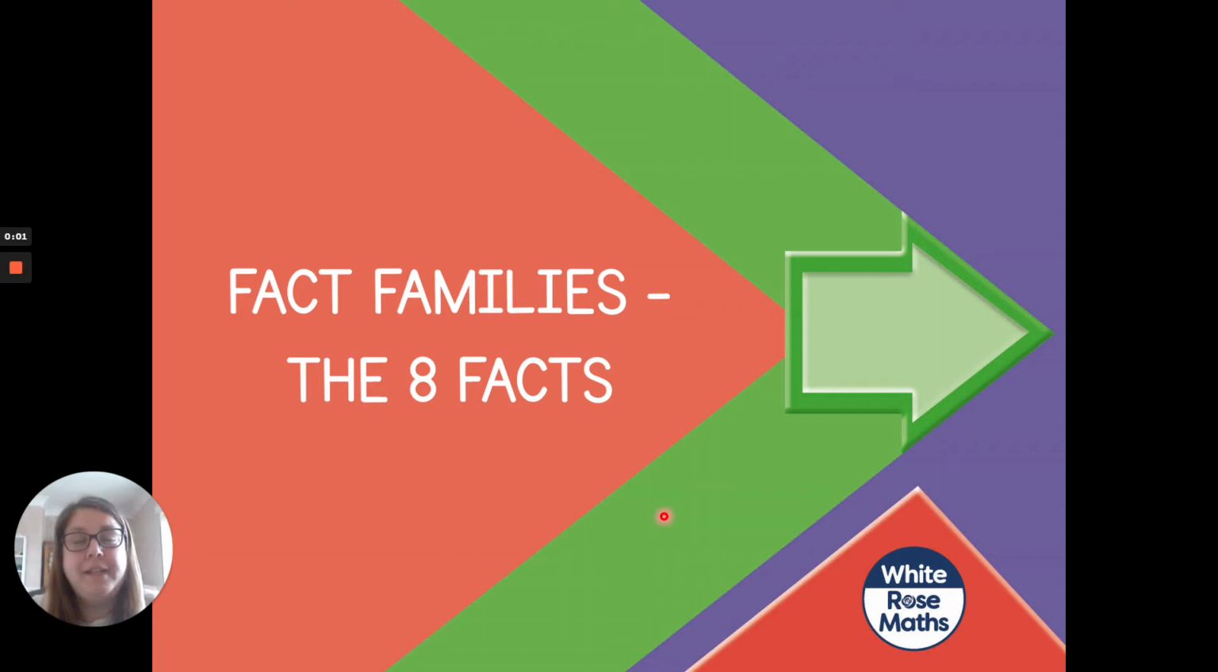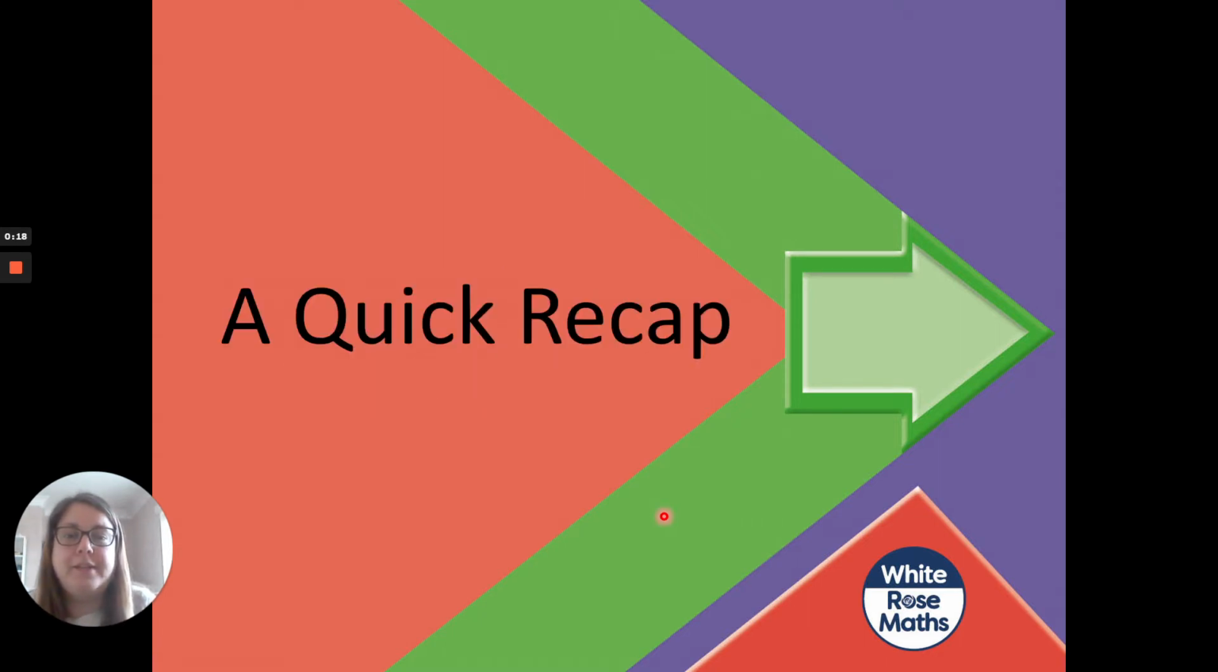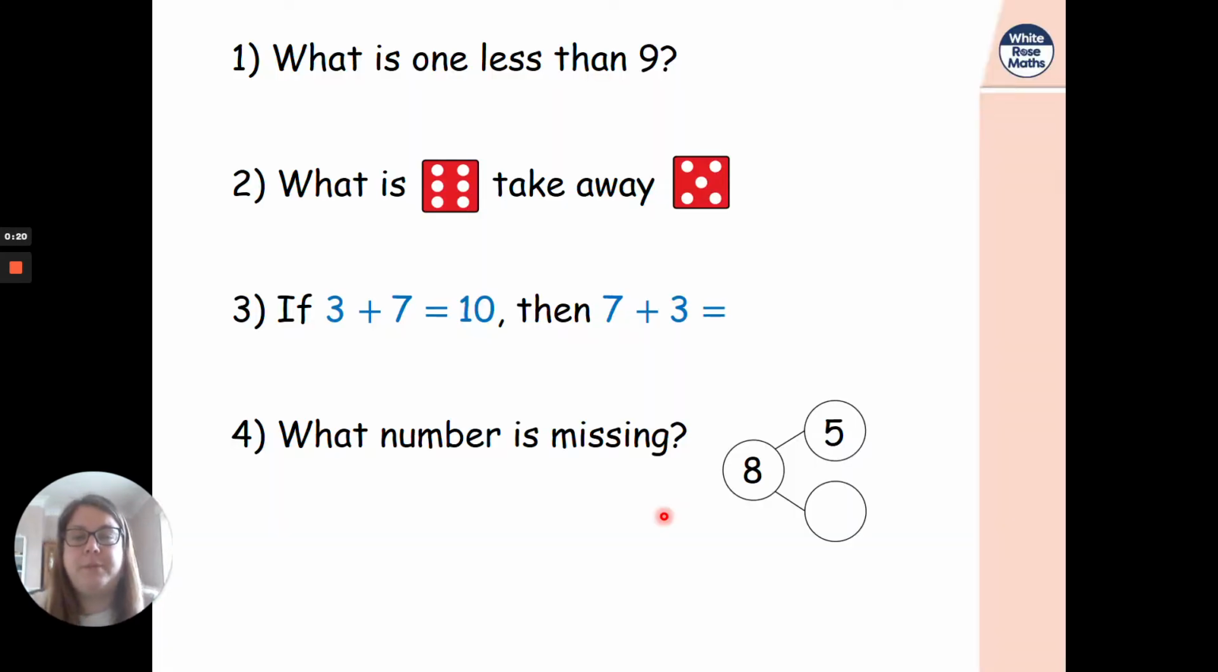Hi everybody, so today we're going to start looking at fact families where there are 8 facts. So we know 4 addition facts, but now we're going to start learning about the subtraction facts as well. Based on everything that we've been doing and knowing our number bonds, we should be okay. So let's have a quick recap of some of the things we've been doing.